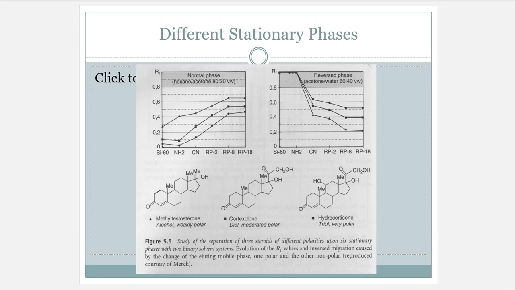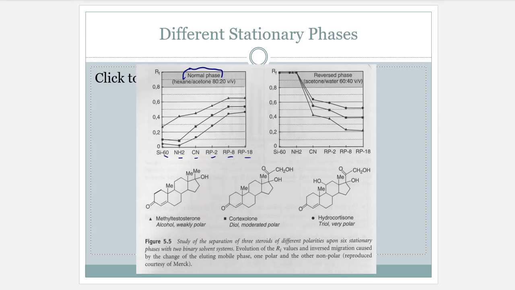So here in this kind of example, what they're showing you on this side, on the left side, is the normal phase. So normal phase is a hexane that's 80%. And they are developing this on multiple different types of stationary phases.